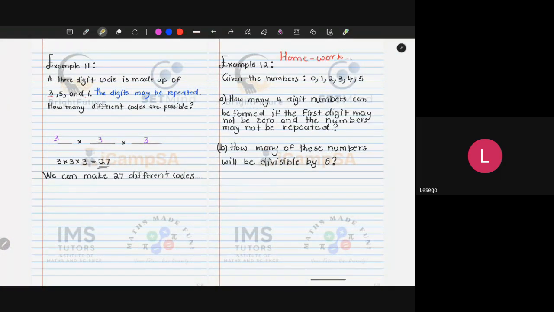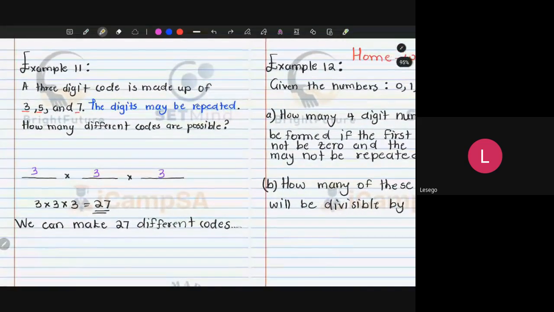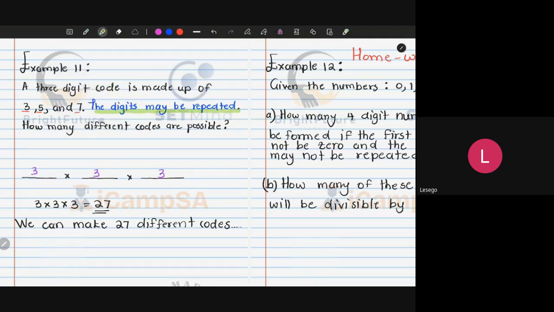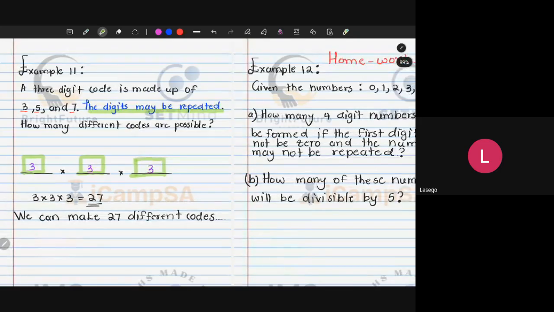And let's have a look at example 11. The 3-digit code is made up of 3, 5, and 7. Look at the difference. The digits may be repeated, meaning we can repeat all these digits. So when we are deciding what to put on the first number, we are going to be choosing from 3 numbers. The second number, because we are allowed to repeat, no number has been excluded, so we can choose from 3 numbers. The third option, same, from 3 numbers. The combinations will be 3 by 3 by 3, which will be 27. Very nice. So, hope that makes a lot of sense.